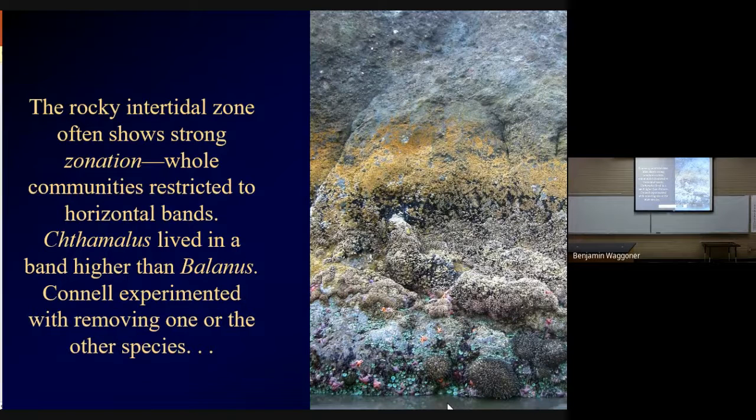And this is very typical of rocky shores. You'll get these almost regular stripes of different communities of living things as you climb down from the land all the way down to the low tide level.